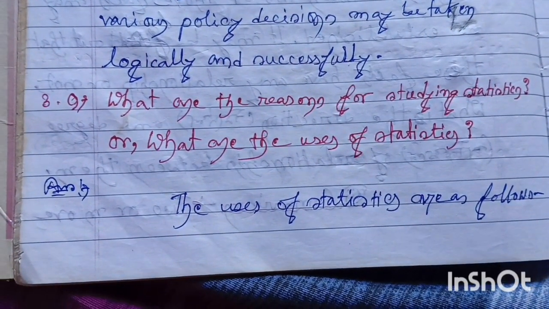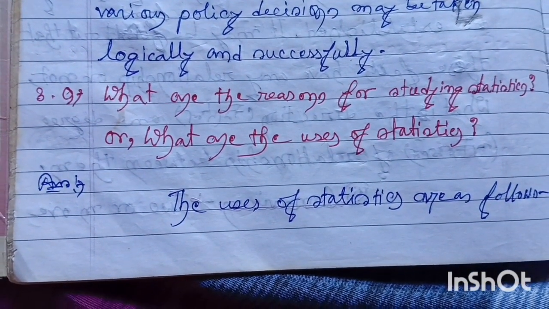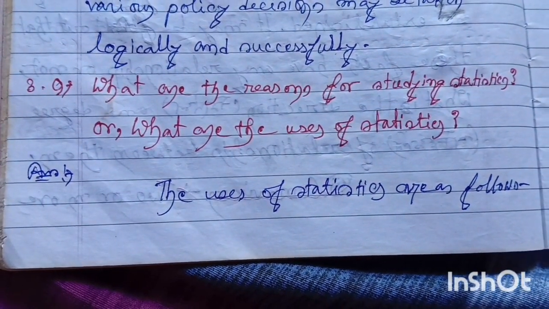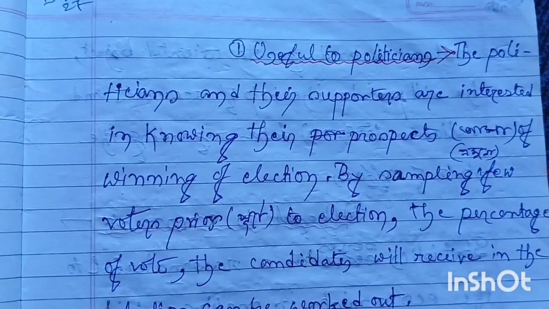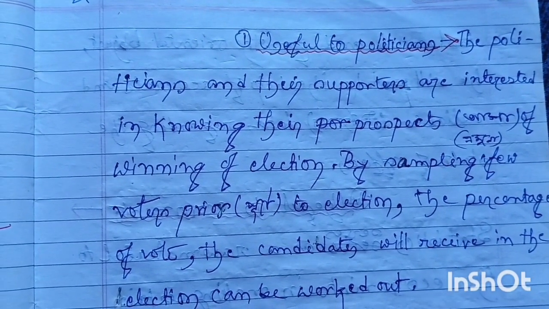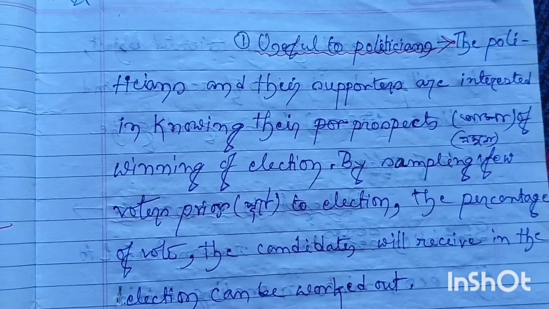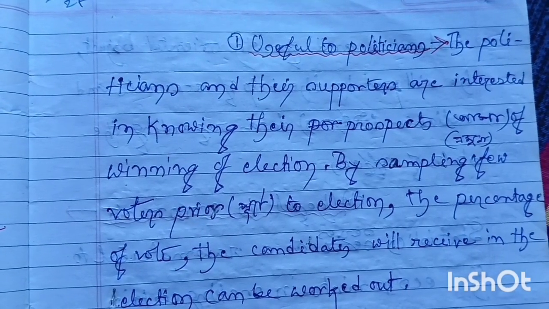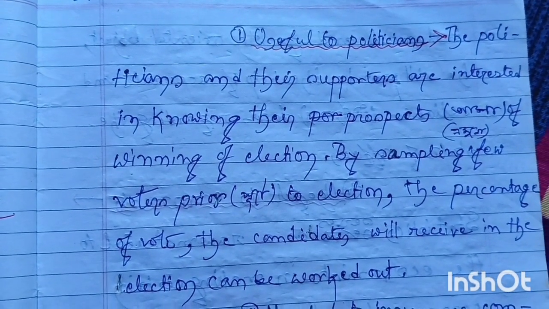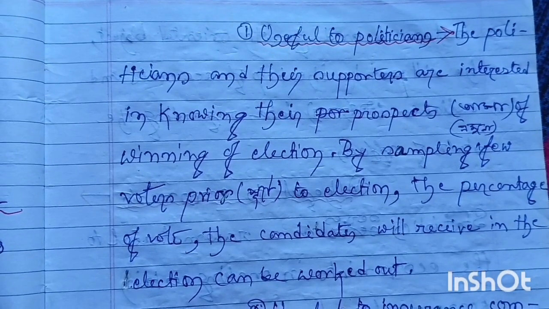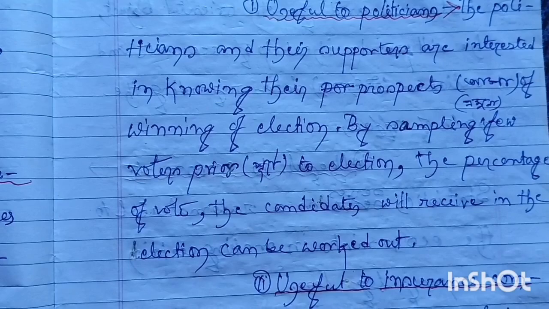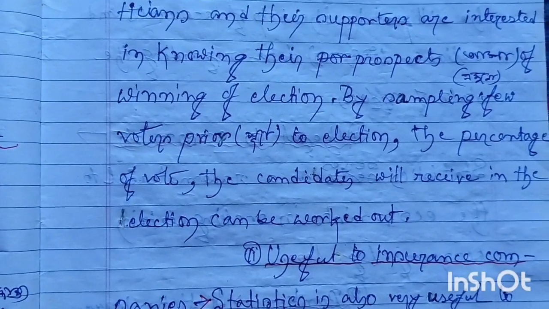What are the reasons for studying statistics, or what are the uses of statistics? The uses of statistics are as follows. Number 1, the politicians and their supporters are interested in knowing their prospects of winning the election. By sampling a few voters prior to election, the percentage of votes the candidates will receive in the election can be worked out.